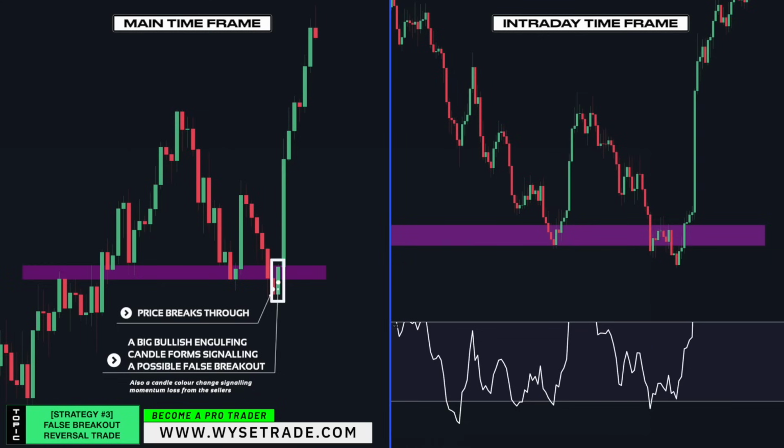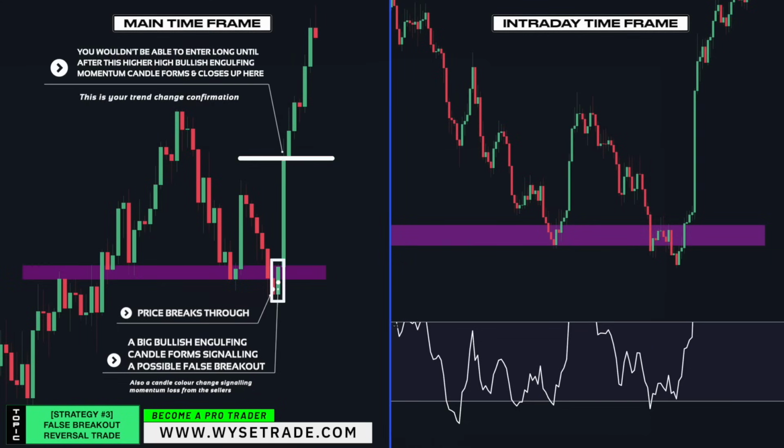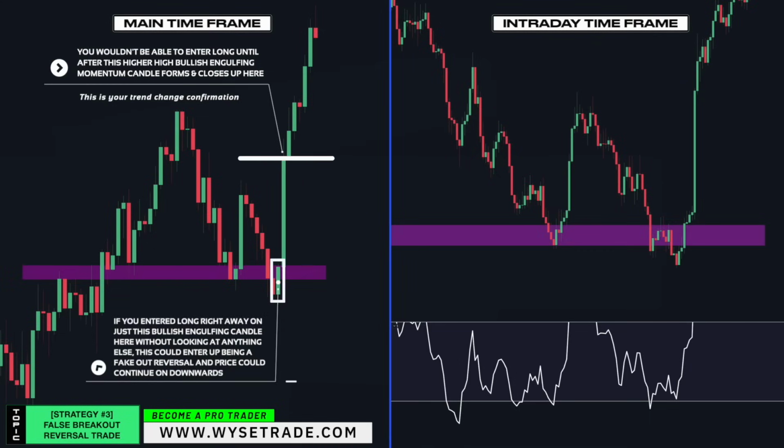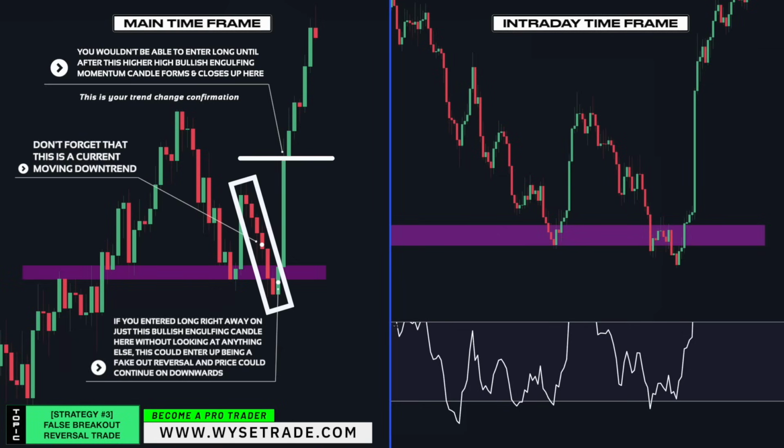Now, using only one time frame, you wouldn't be able to enter until after this higher high, bullish engulfing momentum candle forms and closes up here, as this would be your trend change confirmation. If you entered long right away on just this bullish engulfing candle here, without looking at anything else, this could end up being a fake out reversal and price could continue on downwards. Don't forget that this is a current moving downtrend.